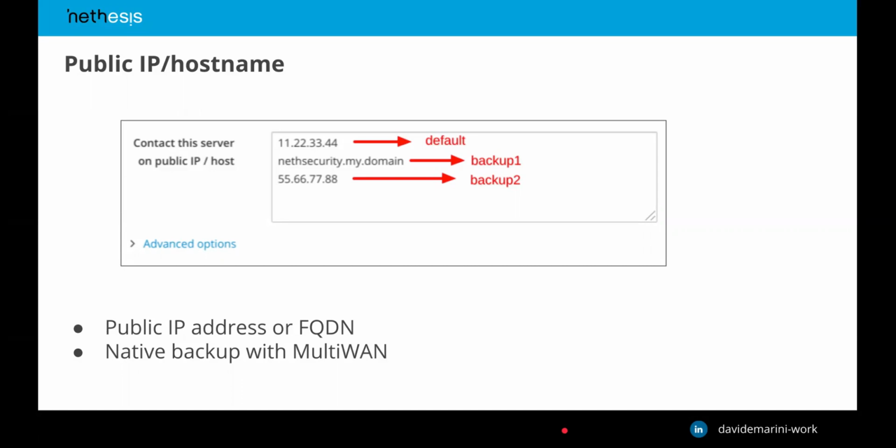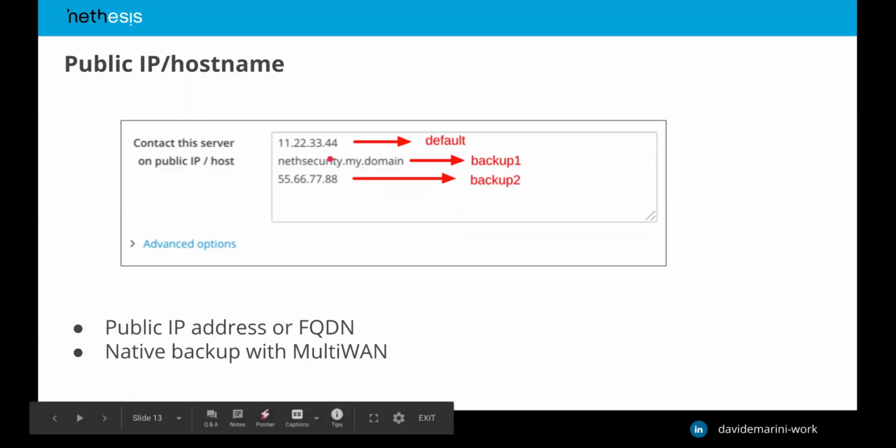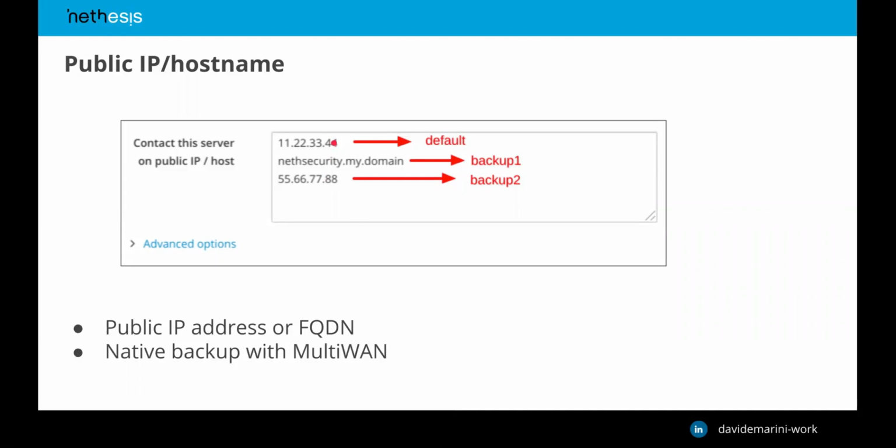OpenVPN Road Warrior natively supports connection backup. What happens is that the client tries to connect to the first IP address. If the first IP address is unavailable, the client will try to contact the second one and so on. For this reason, the IP address order is very important. It's good to know that these IPs will be put in the client configuration exactly in the same order you see in the box.